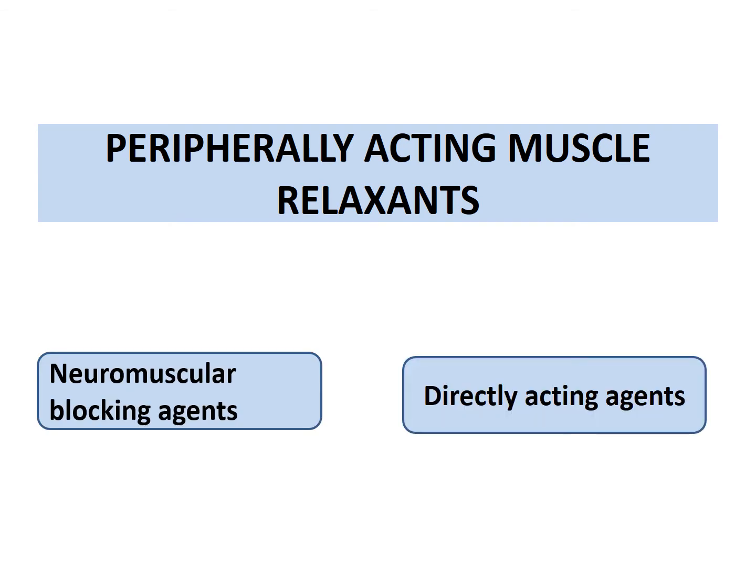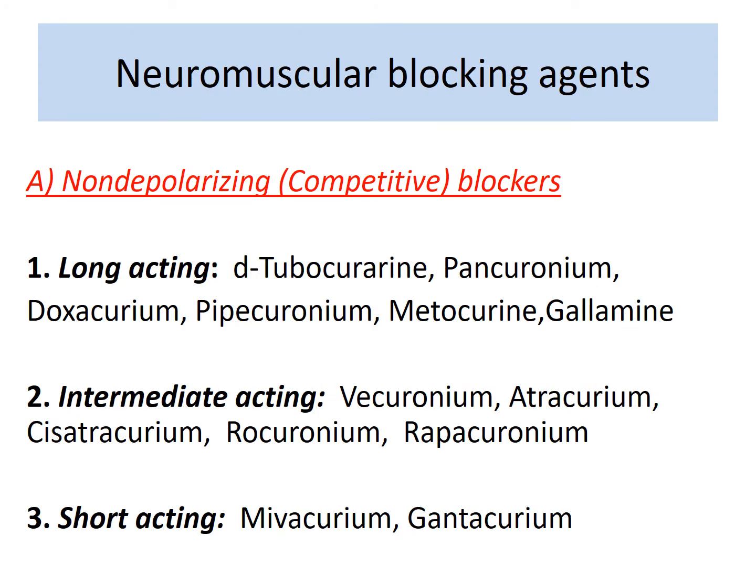So first we discuss the agents which act peripherally, either at the neuromuscular junction or directly on the muscle fiber. Among these, we first discuss neuromuscular blocking agents. The neuromuscular blocking agents are further divided into non-depolarizing as well as depolarizing agents. Non-depolarizing agents are also known as competitive blockers. I will discuss in the coming slides why they are known as competitive blockers.